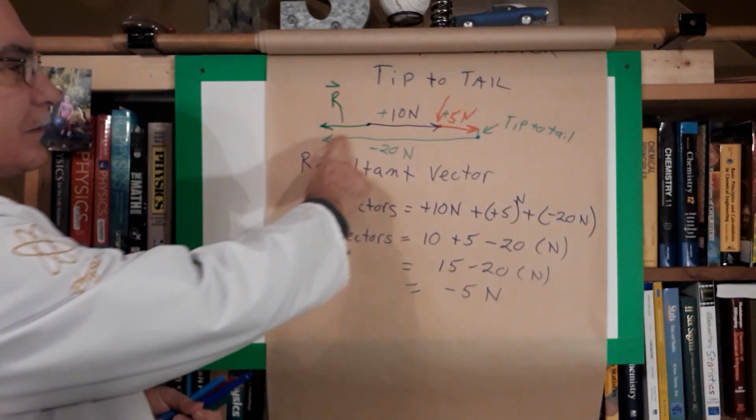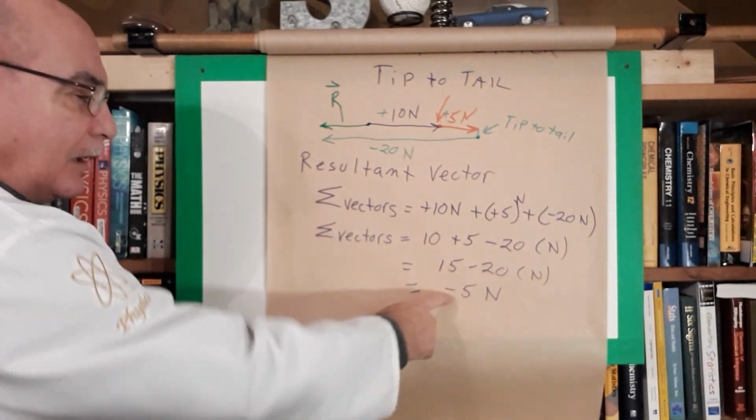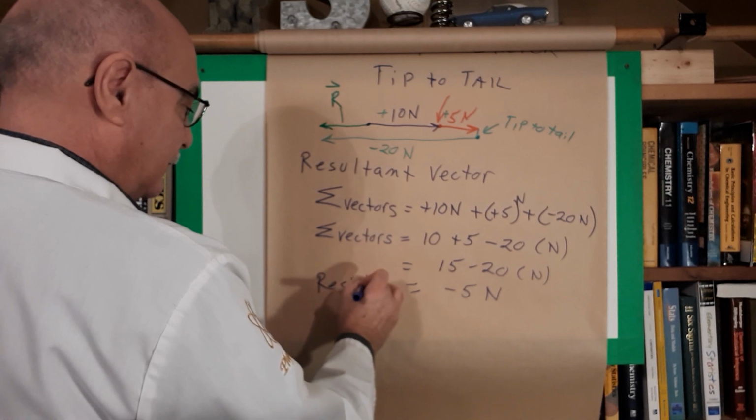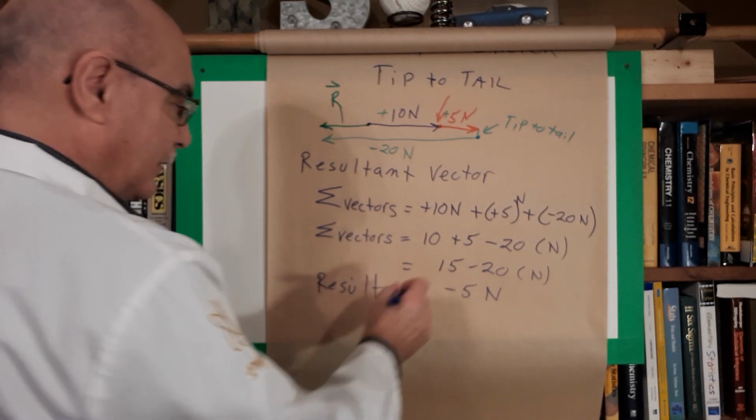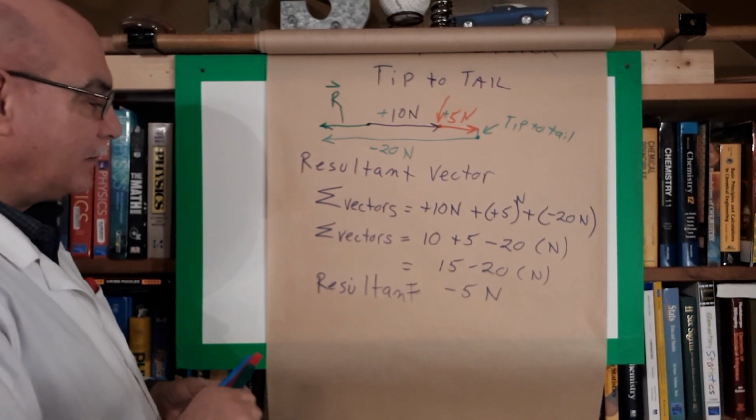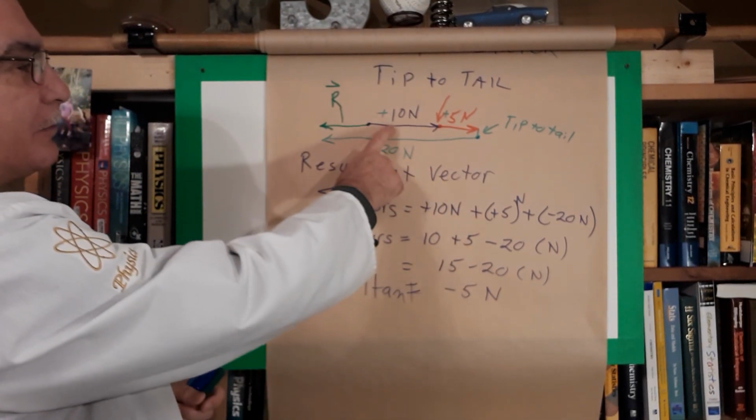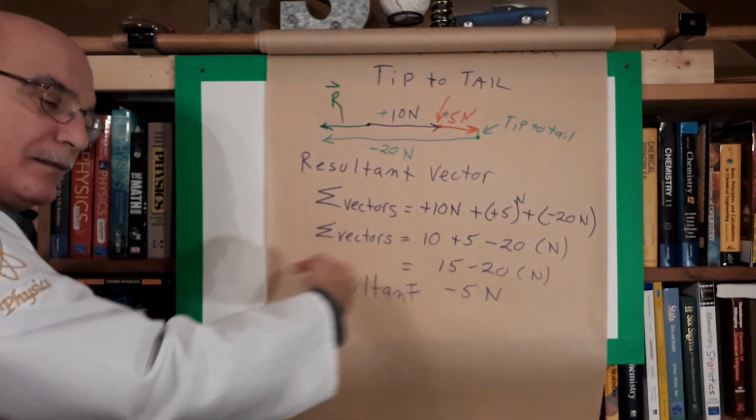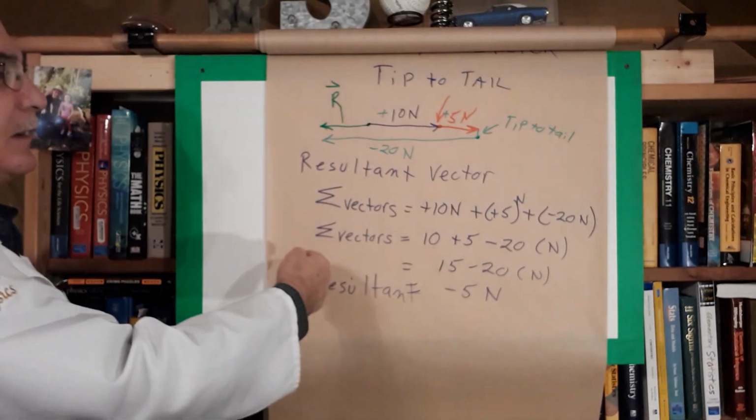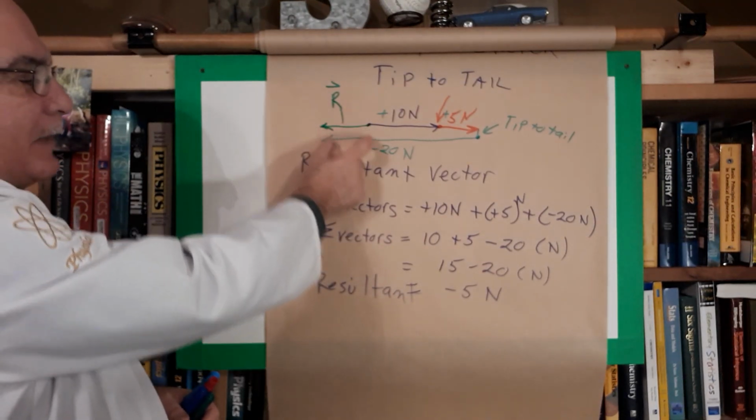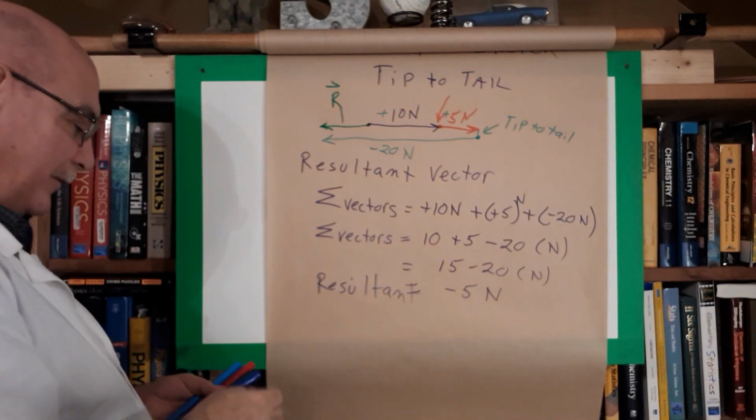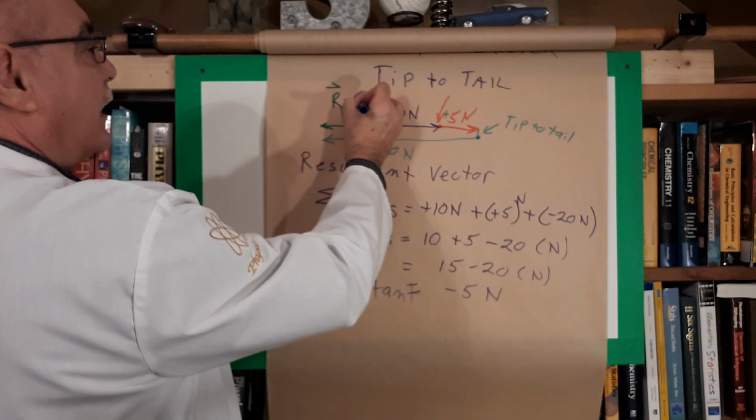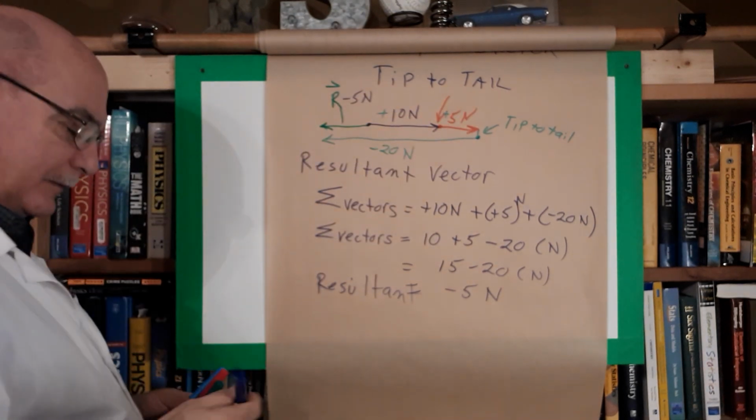So the summation of these three vectors results in a resultant vector. This is the resultant vector, minus 5 newtons. And if we look at our picture, that negative sign, according to the coordinate system that I chose, means the vector is going to my left. Look at the picture, this matches that. So now I have an actual value for this pictorial picture of minus 5 newtons. And that negative sign means it's going to my left.